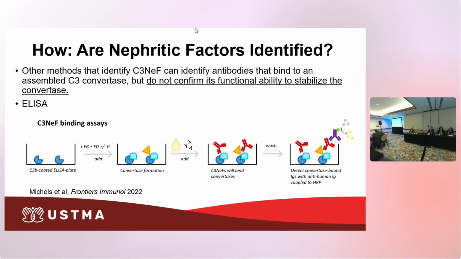And then there are also published methods that can identify C3 nephritic factor, but only as an antibody that binds to the assembled convertase. These are largely ELISA-based assays, but they don't confirm the functional ability to stabilize the convertase. They're only measuring binding, not the ability of the convertase to cleave C3.